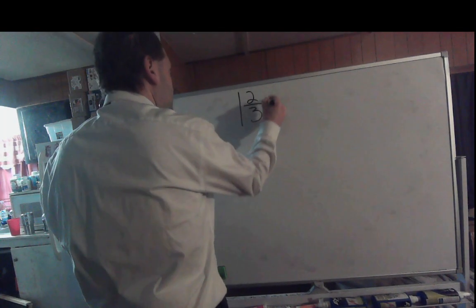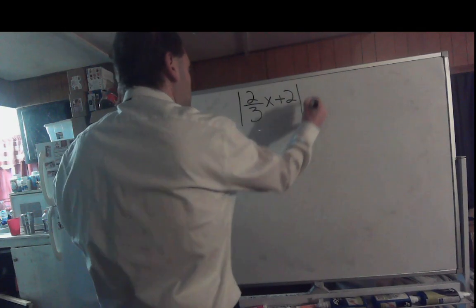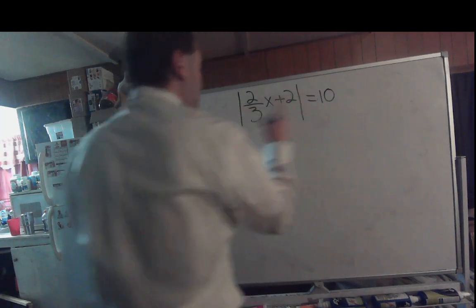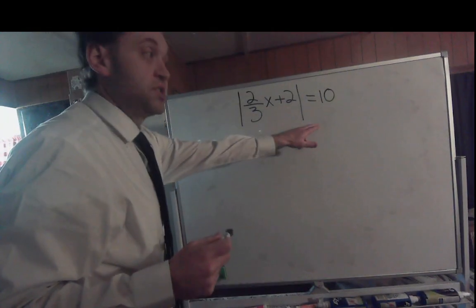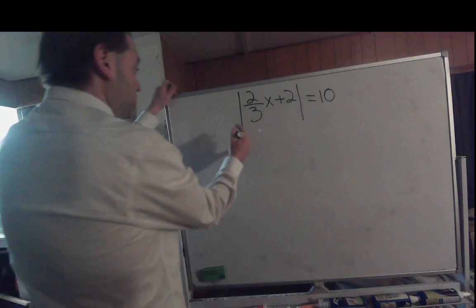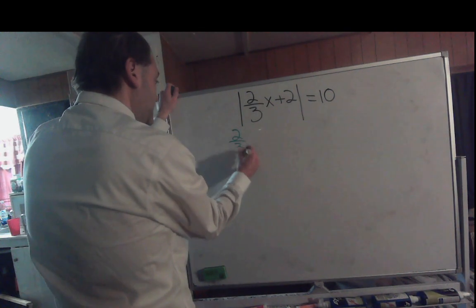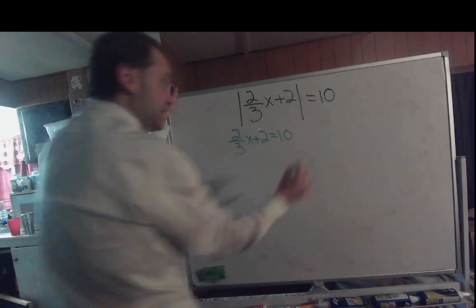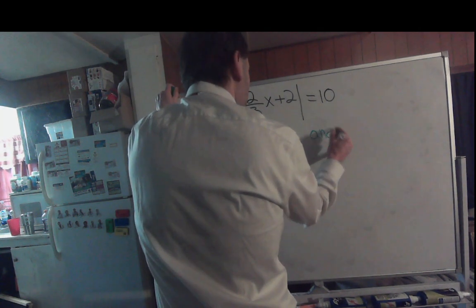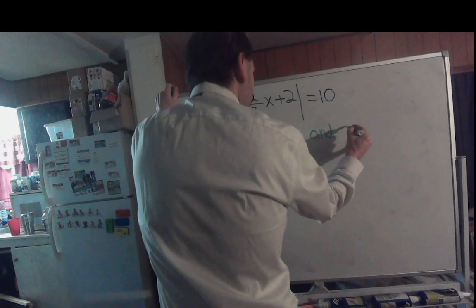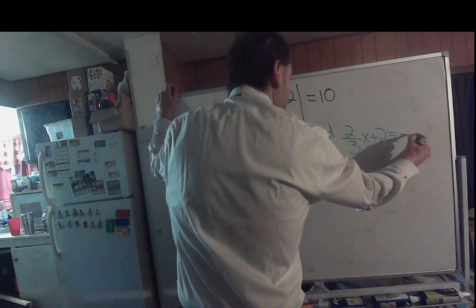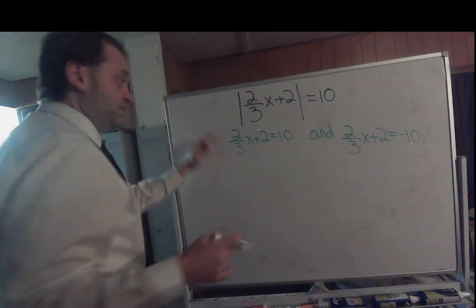Alright, we have the absolute value of 2/3 x plus 2 is equal to 10. So first we will do 2/3 x plus 2 equals 10, and we will also have that 2/3 x plus 2 equals -10. So let's solve for each of these separately.